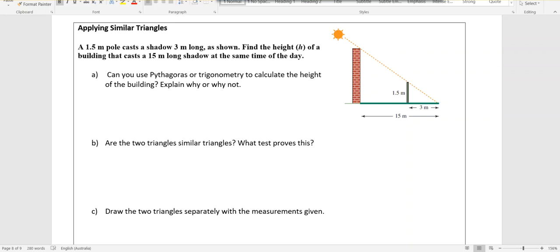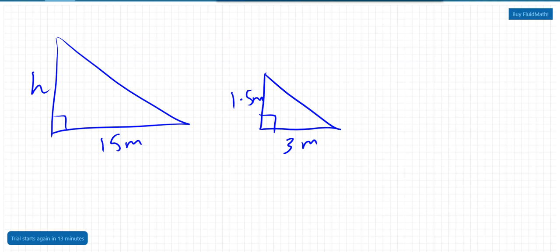us a clearer picture. So this is what you should have had when you separated the two triangles in that diagram. The smaller one, we have 1.5 meters as a height, and the base is 3 meters. The larger one, we have h for our height. We are trying to find h, the height of the taller building. So that's actually the taller building there. And 15 meters was that base they gave us. So that's what you should have had.